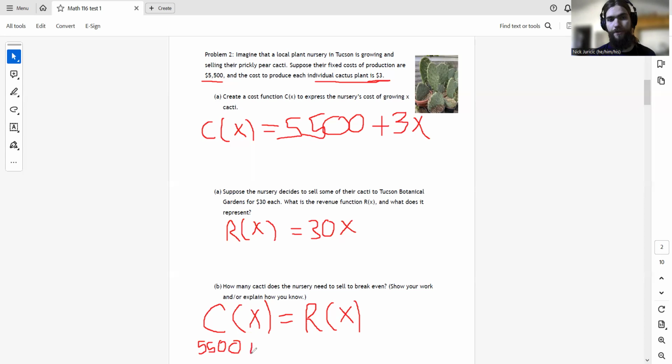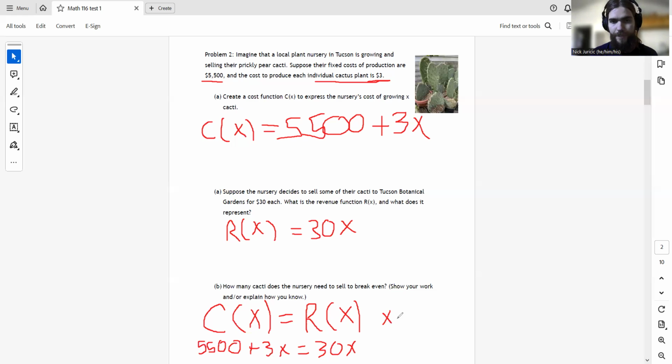5,500 plus 3x is equal to 30x. And from there, the rest is algebra. We could subtract 3x from both sides, so we get 5,500 is equal to 27x. Then we would divide both sides by 27, and we would get x is equal to 5,500 divided by 27. And you can calculate that.